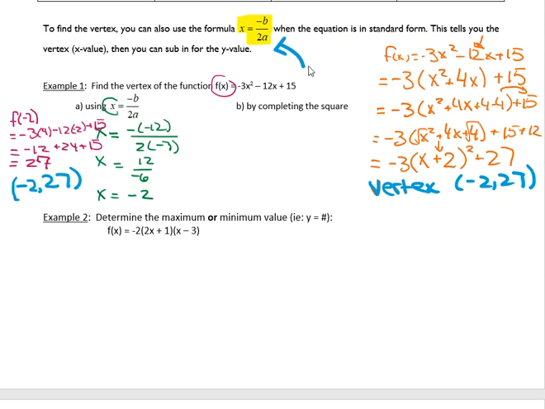Example 2, determine the maximum or the minimum value. So it's just looking for the y. If it were a parabola like this, I just want the y value. Say that's a 10. That's just a y value of 10. That's what this means right here, just the y value. So this is factored form. We're given an equation in factored form, and we want to find the maximum or the minimum value.